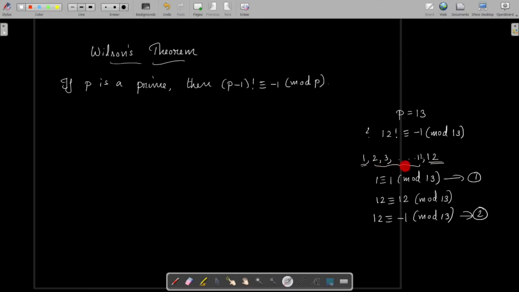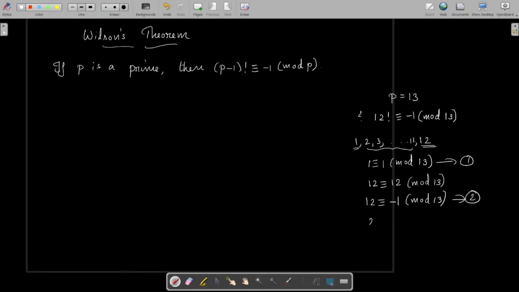What about the remaining integers from 2 to 11? We can take pairs of these integers such that product of each pair is congruent to 1 mod 13. You can see that 2 into 7 is 14. 14 when divided by 13, the remainder is 1. So 14 is congruent to 1 mod 13. Again 3 into 9 is 27. 27 when divided by 13, the remainder is again 1. So 3 into 9 is congruent to 1 mod 13.